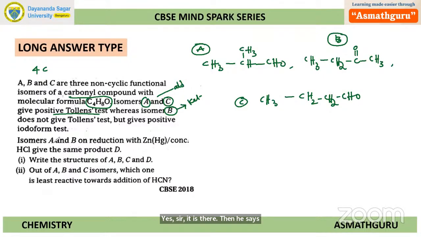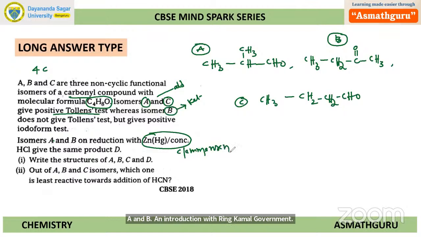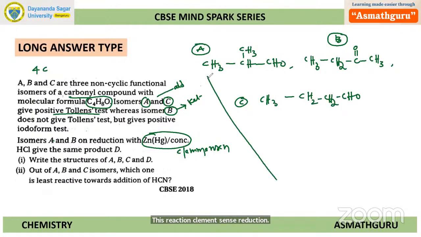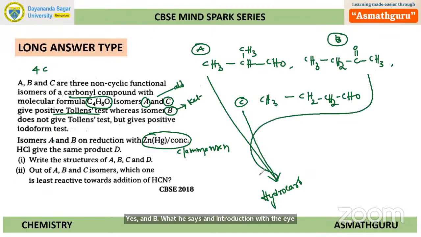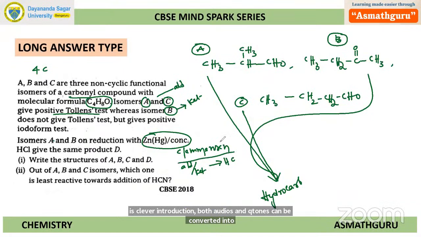Then he says A and B on reduction with zinc amalgam and HCl. What is this reaction? Clemmensen's reduction. A, B and C all undergo Clemmensen's reduction, because B also undergoes it. Both aldehydes and ketones can be converted into hydrocarbon. So you can take all the three, no problem.